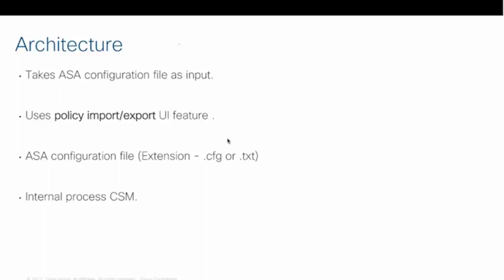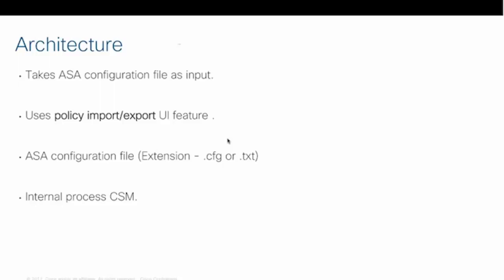Now we will take a look into the basic architecture outline of the migration tool and the process. For converting ASA configurations, first we need to take the ASA configuration from the ASA which we want to migrate. We have to make sure that the configuration file taken from the ASA is either in .cfg or .txt format. The migration tool uses the policy import export feature of the FirePOWER Management Center for the migration process.